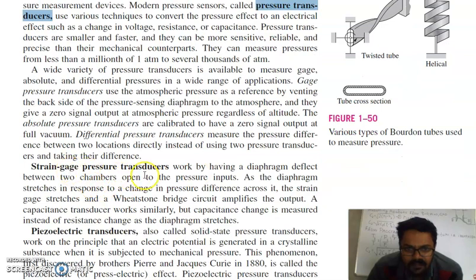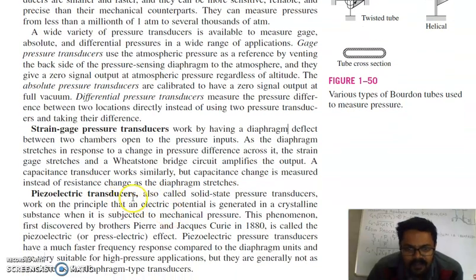Also we have strain gauge pressure transducers, which work by having a diaphragm deflect between two chambers open to pressure inputs. As the diaphragm stretches in response to change in pressure, the strain gauge stretches and a Wheatstone bridge circuit amplifies the output. A capacitive transducer works similarly, but capacitance change is measured instead of resistance change. Then we have piezoelectric transducers that we have seen in a lot of applications. When pressure acts, they produce some electrical current, and the amount of electric current can be calibrated to measure the pressure. Piezoelectric pressure transducers also have a much faster frequency response compared to others.